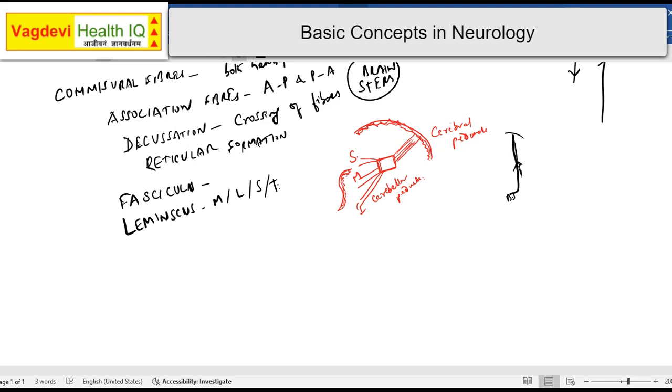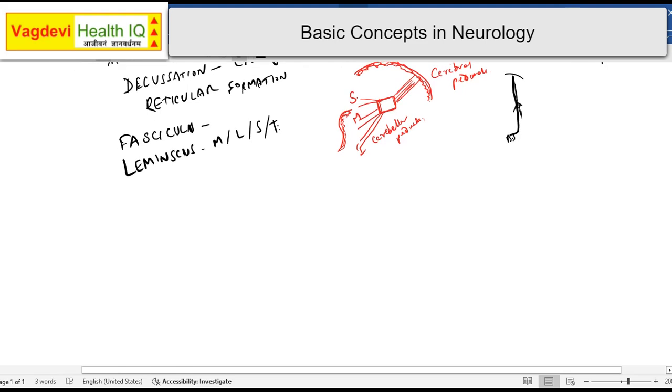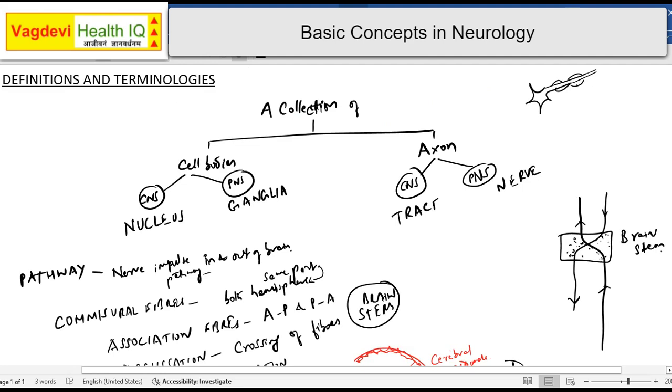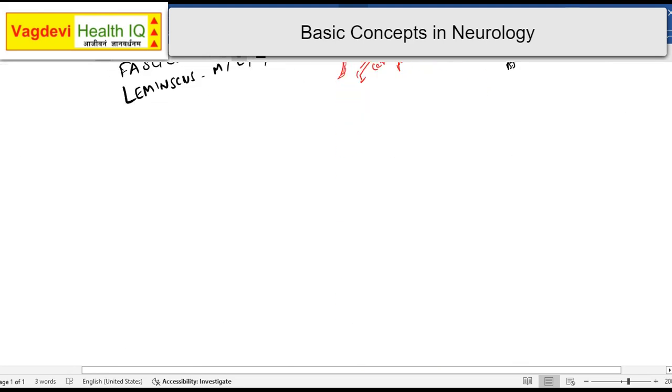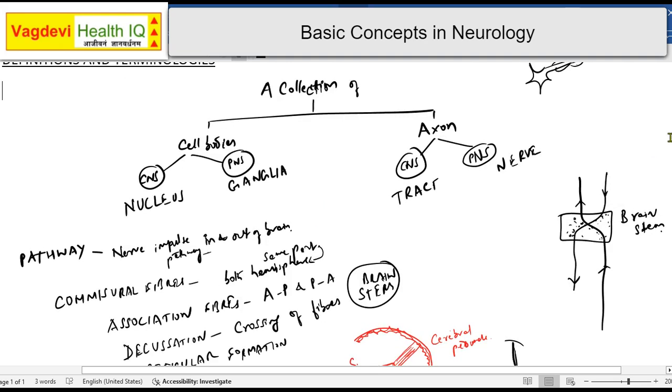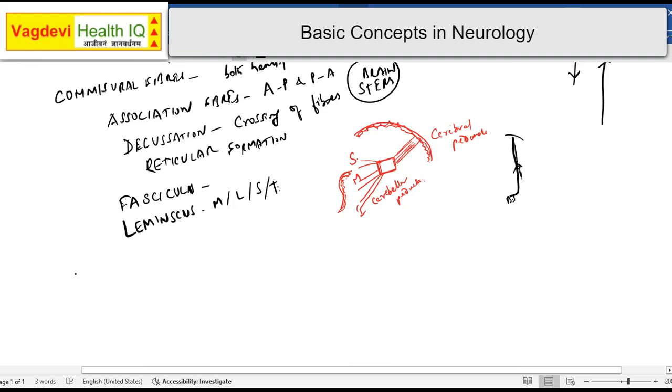Let us now talk about myelinated and demyelinated, definitions and terminologies. Another topic we are going to study today is myelination versus demyelination. A very, very important topic. Did anybody study myelination, by the way? Anyone? Even if you have read a little bit about myelination versus demyelination.